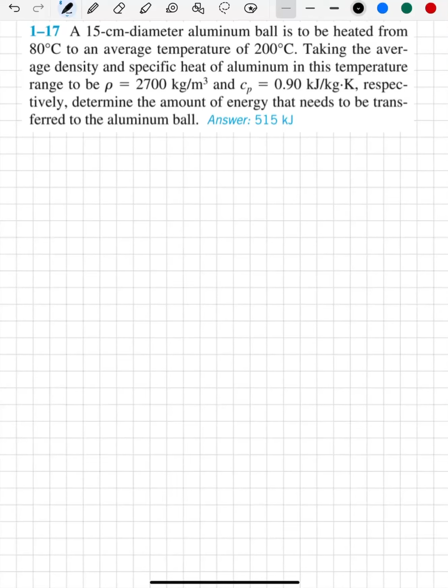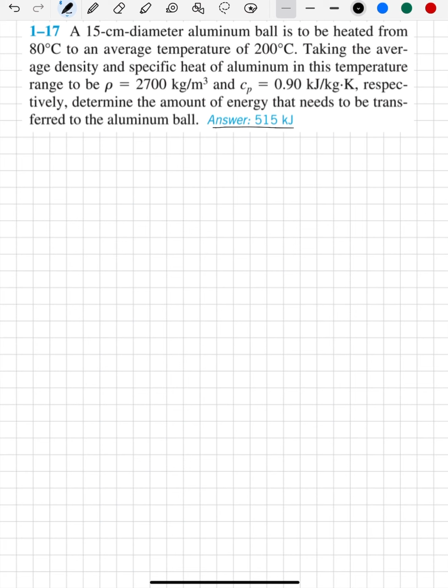Next problem we have, we're given a lot of information and we're actually given the answer just to verify that everything that we do is correct. First of all, we are given that a 15 centimeter diameter aluminum ball is to be heated from 80 degrees Celsius to an average temperature of 200 degrees Celsius.